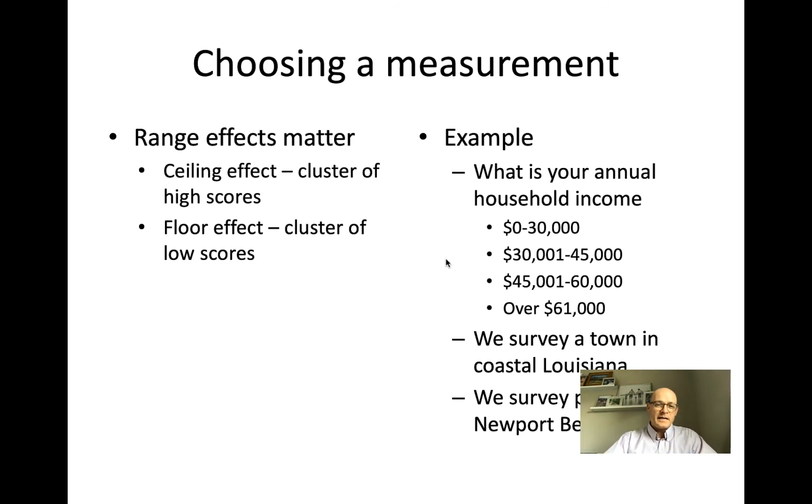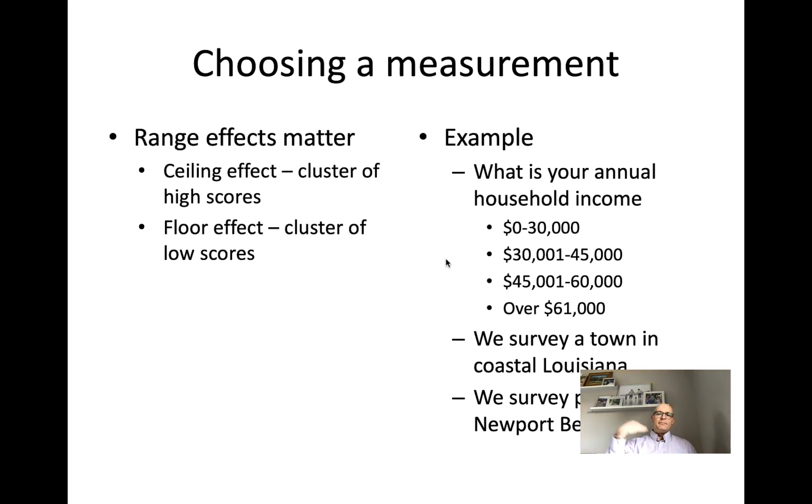They're called ceiling effects and floor effects. These are range effects. So let's take, for example, you want to measure annual income in a household. And we have this measurement system here, 0 to 30, 30 to 45, 45 to 60, and over 61,000. If you are measuring a town in coastal Louisiana, chances are that might be an okay measurement strategy. That might be an okay ordinal categorization, ordinal level data. But you will probably end up with a floor effect. That's to say, the majority of your respondents, if not all of your respondents, are going to go in that $0 to $30,000 income range. Why? Because they're tending to be very, very poor.